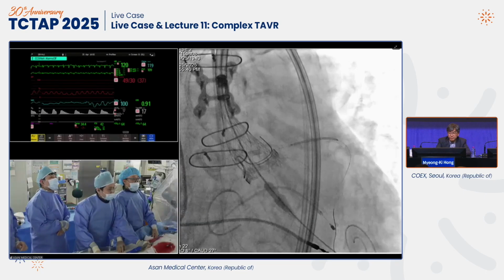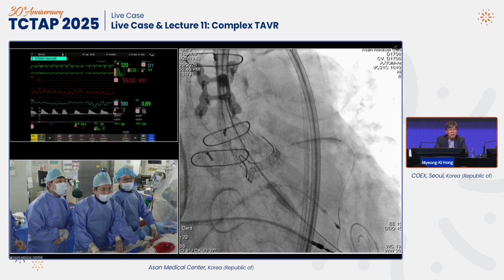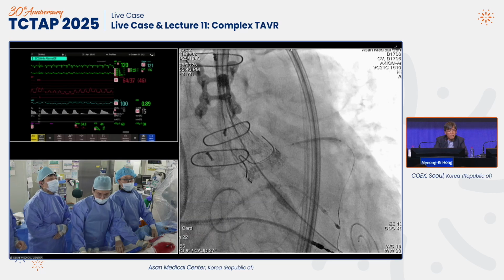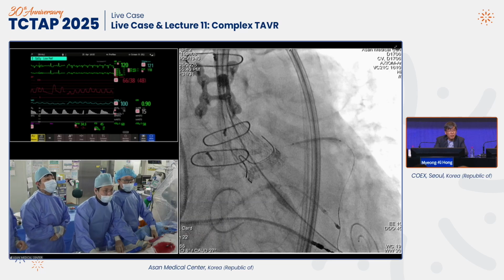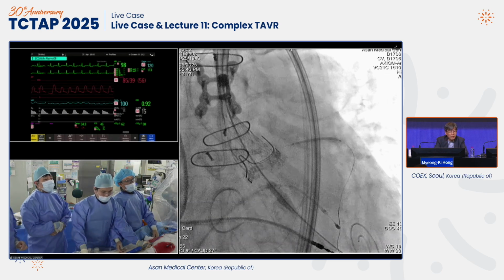Let's let them get deployed, and then we can discuss. The blood pressure is coming up now, right? Okay. Turn off the pacing. Okay, good. Waiting for a recovery of the hemodynamics. Absolutely. Yeah, that's better.